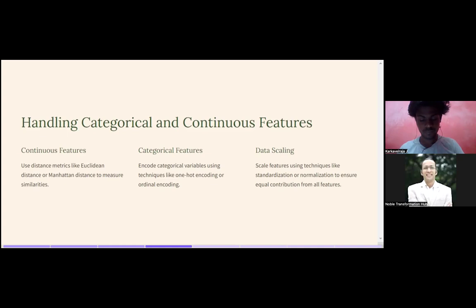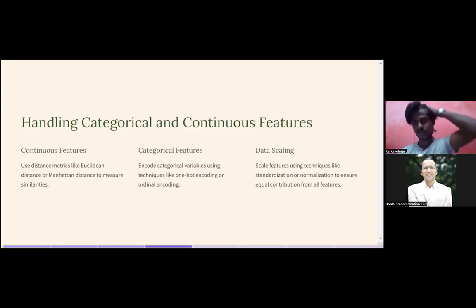For handling those features, continuous features use distance metrics like Euclidean distance or Manhattan distance to measure similarities. Euclidean distance is again a mathematical function, and Manhattan distance is also. Right now just absorb it, no need to worry about what it is or how it works. Then we have categorical features, which we encode using techniques like one hot encoding or ordinal encoding.